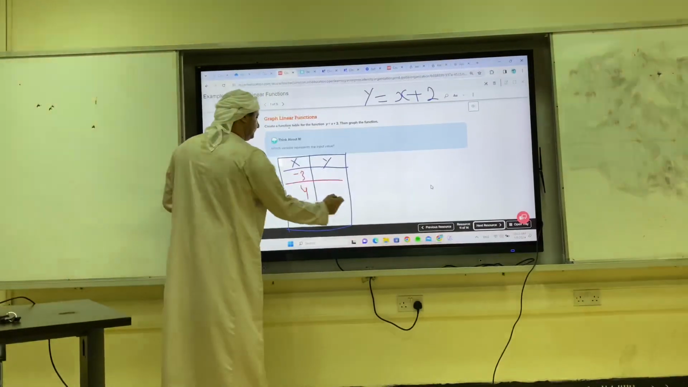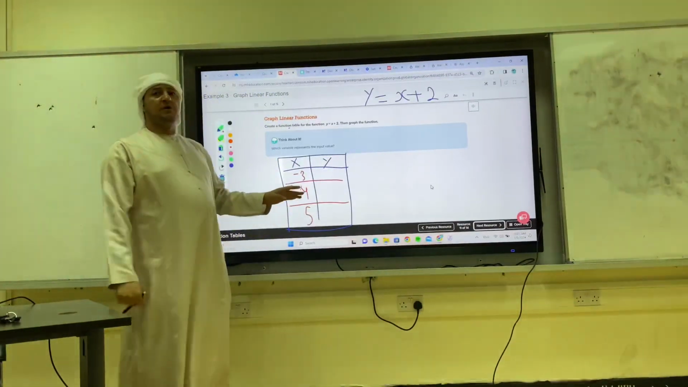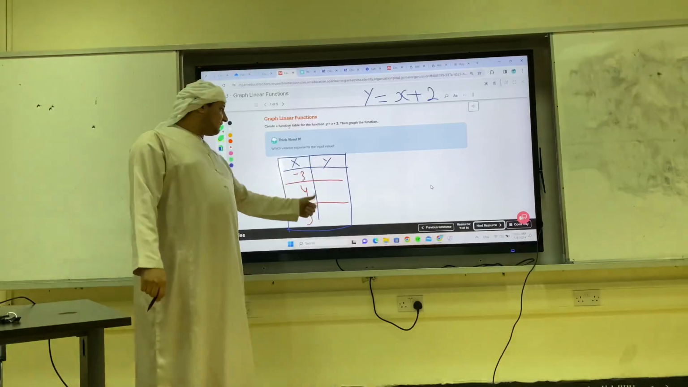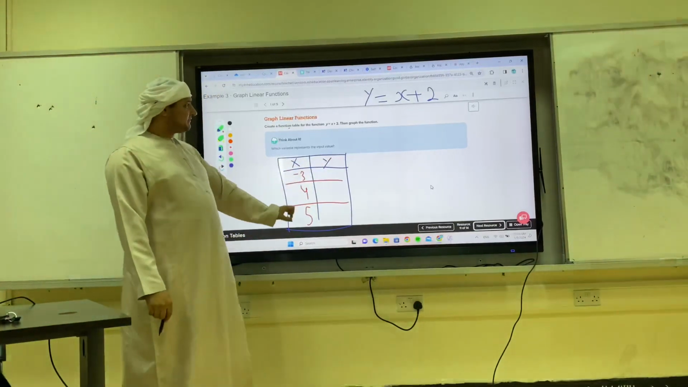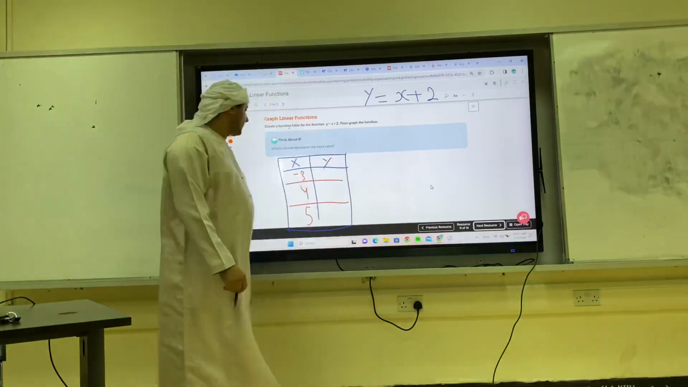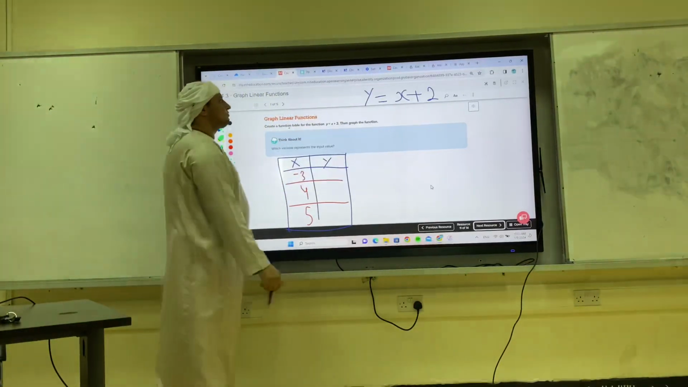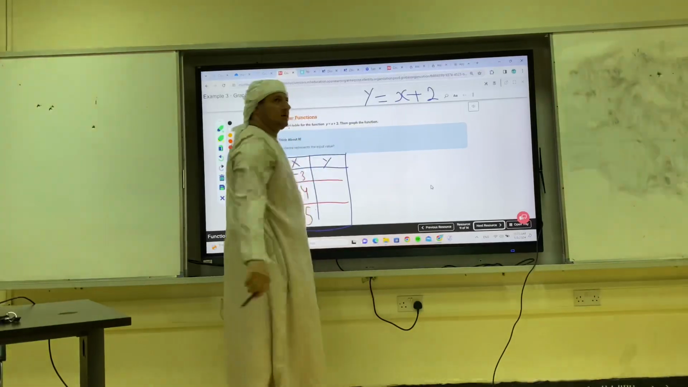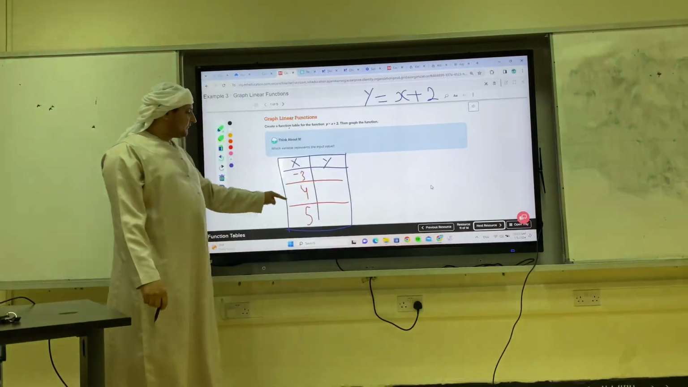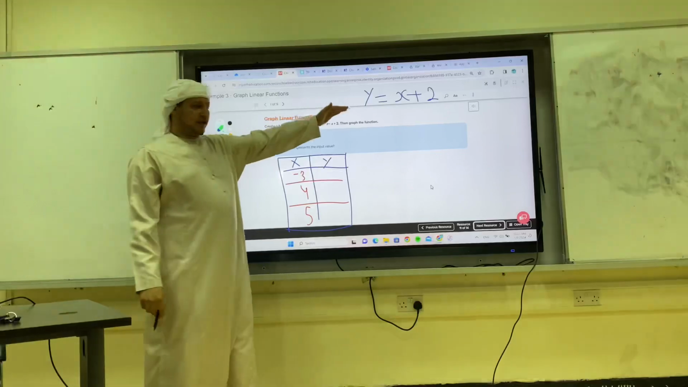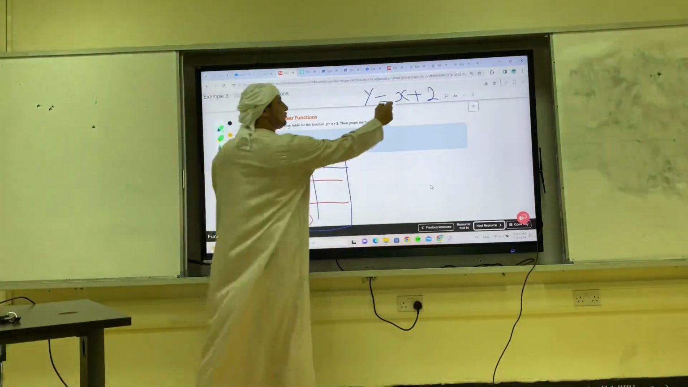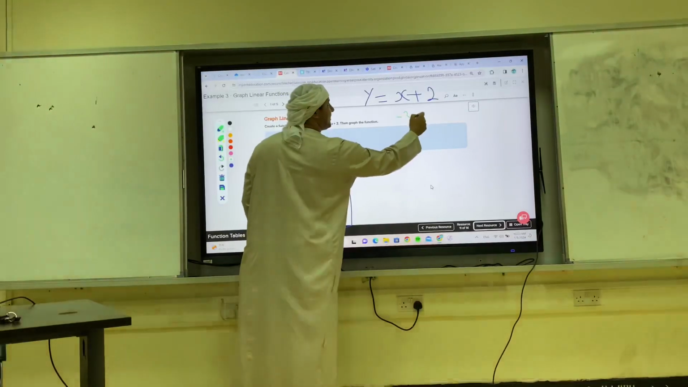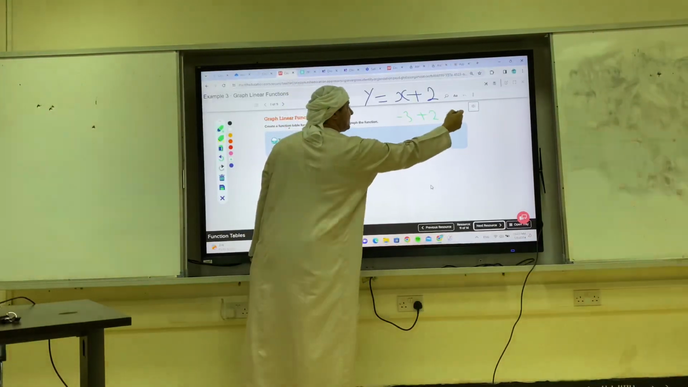Now, I'm going to find the corresponding y values for the given x values by inserting each of these x values in the original equation. So I'm going to replace x with each of these values every time. The first value here is negative 3. Replacing x with negative 3 gives me negative 3 plus 2. This is negative 1.